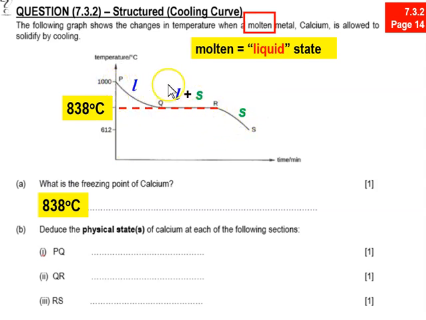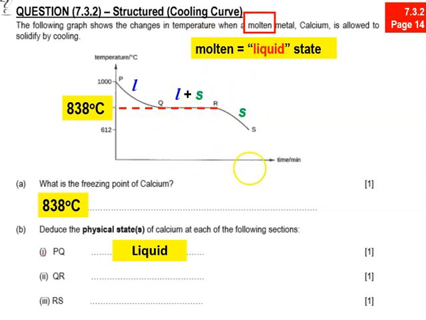From P to Q, we are starting out with liquid calcium, right? Because molten means liquid. So therefore, P to Q, your liquid is actually still cooling. It is not becoming solid yet because it hasn't reached the freezing point. So P to Q is liquid.